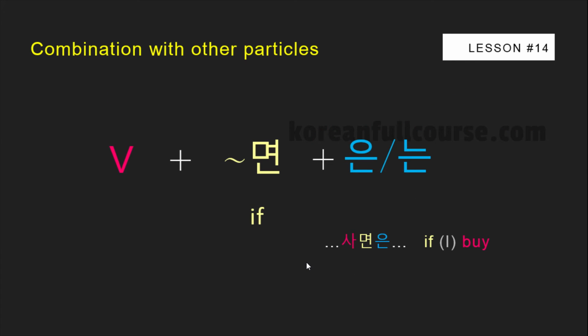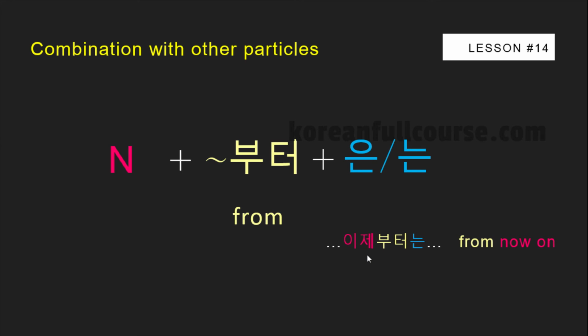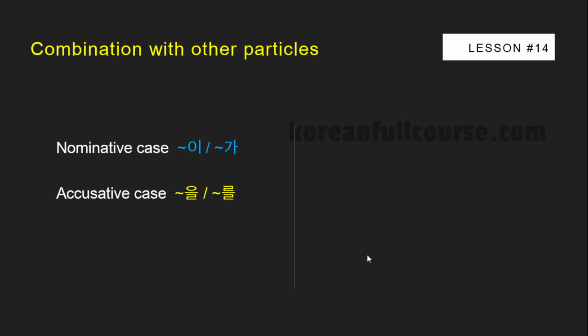Look at this example. 사다 is to buy and 면 is if. So I can say 사면은, and as you can see, 면 did not go anywhere. 사니까는 because I buy. 이제부터는 from now on. So usually particles stay at their place, but there are a few exceptions where the particles drop. You already know that when 은는 is attached to 이가 drops. Exactly the same thing happens to accusative case particles, which indicate objects of a sentence. Take a look at a few examples.